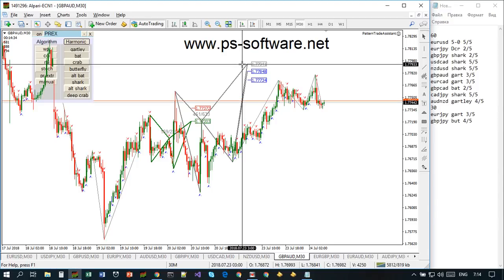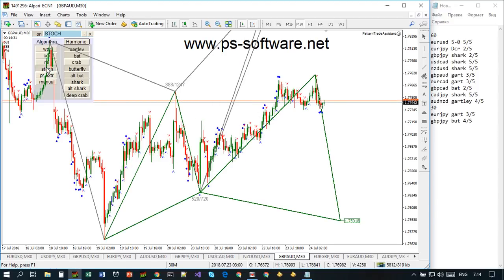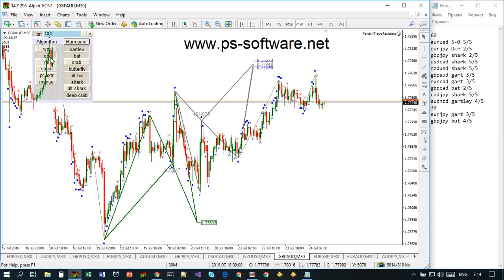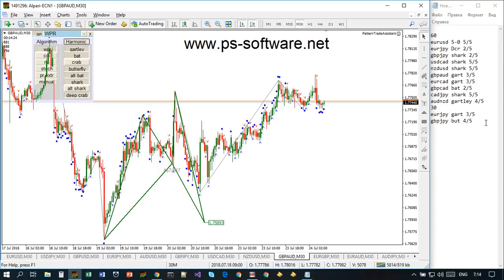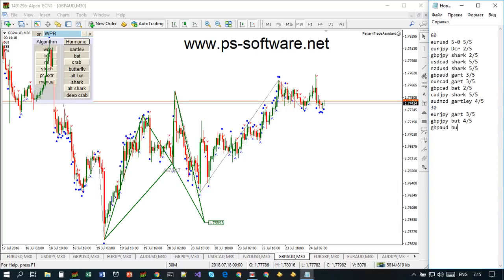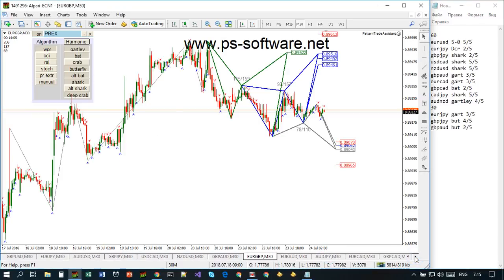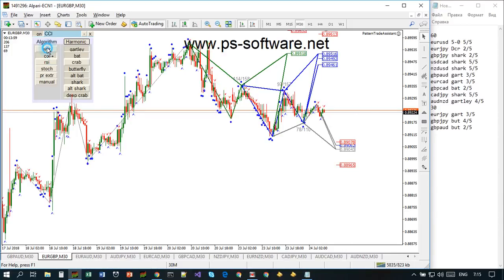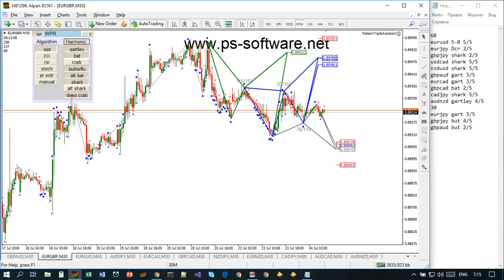Potential butterfly pattern with completion at 77.94. Let us see if it is supported by other algorithms. Second, no, only 2. GBP AUD butterfly 2 of 5. Not enough for me personally, but if you will use it, then maybe. If it is something that you actively trade, then maybe it is yours. Crab pattern and the butterfly pattern, both of them are very far from completion. None of them has penetrated the X point yet.